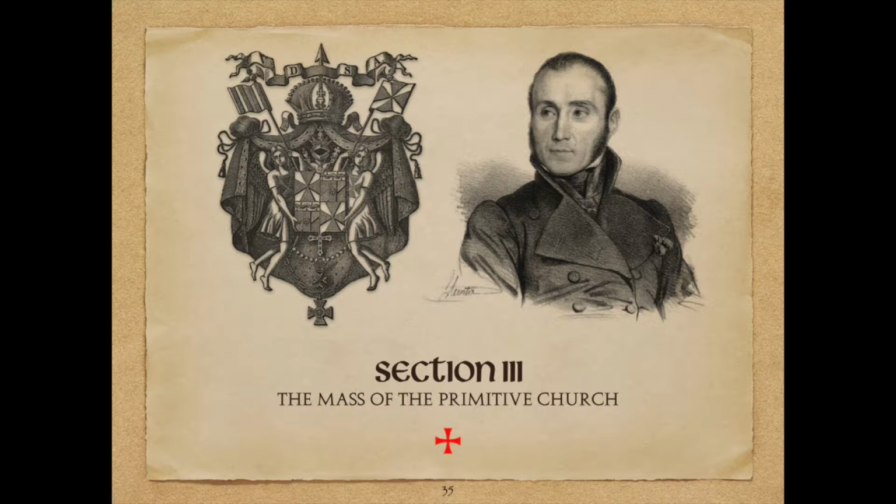So section 3 is going to be on the structure and elements found within the Holy Eucharist or Mass of the primitive church, of the Johannite church, as it is relayed in the documents from the early 19th century. So let's have a look, shall we?